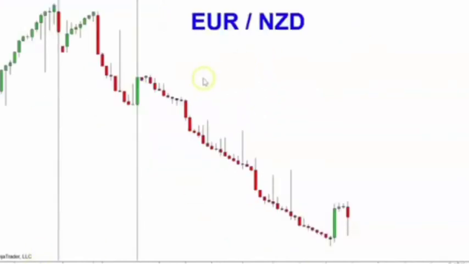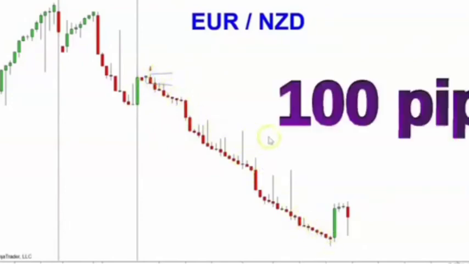Here's the Euro NZD, right? Here's a beautiful short signal. Draw the high, draw the low. Do you tell me if you see any retracement into that zone? Look at that move, 100 pips straight down.